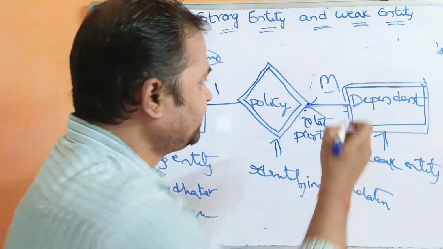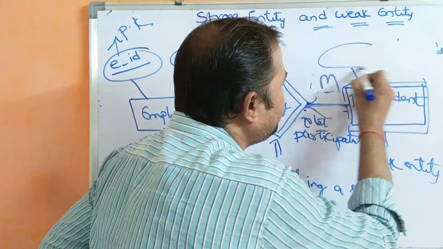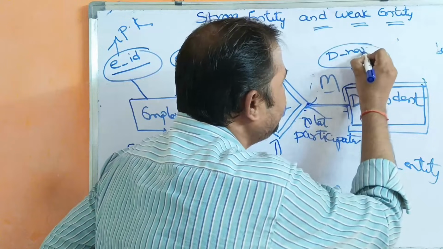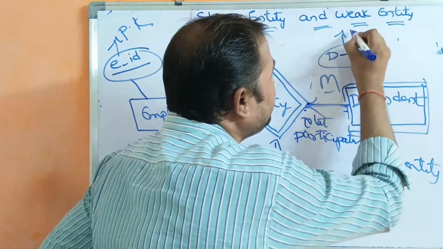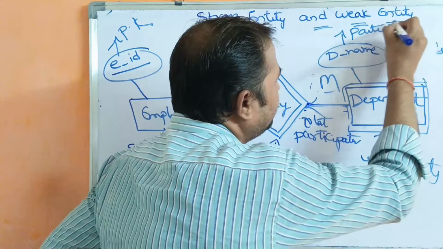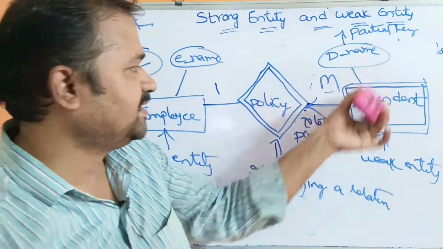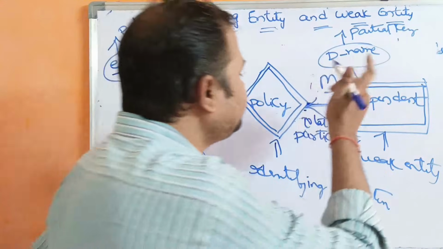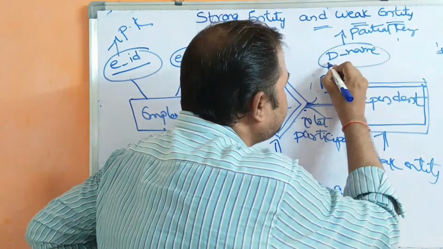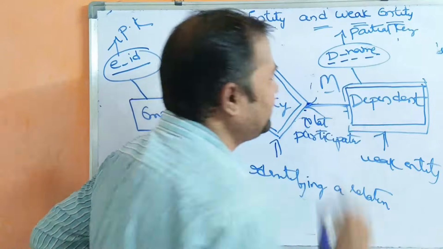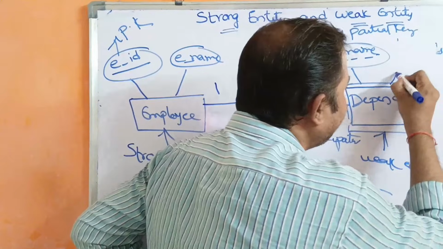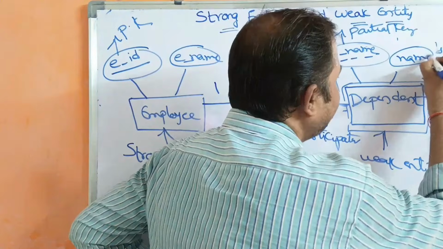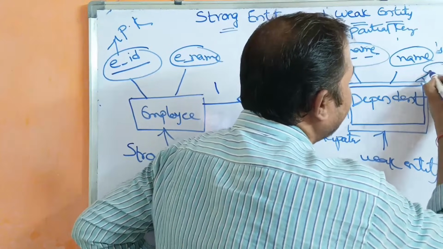Next, the dependents. Let the first attribute of the dependent entity be dependent name. Here this is the partial key. Why? Because here we are identifying the rows of this table with the help of the dependent name. So this is nothing but a partial key. A partial key is always represented by a dashed line like this. Next, let the next attributes of the dependent be age and relation.